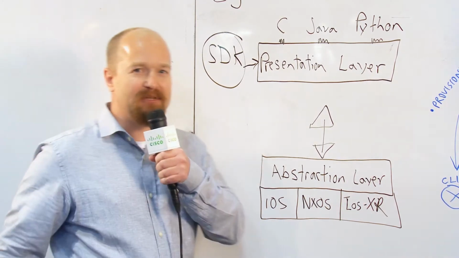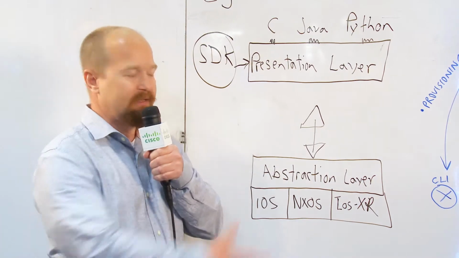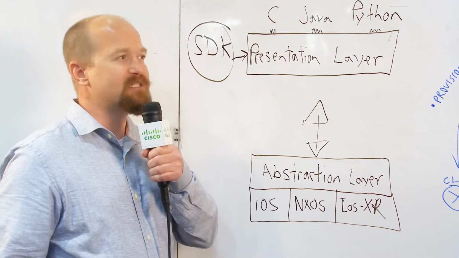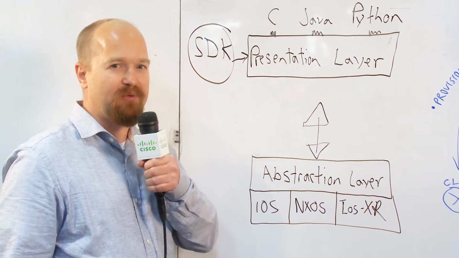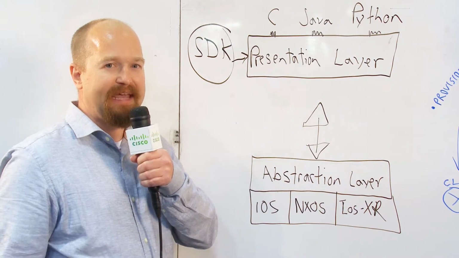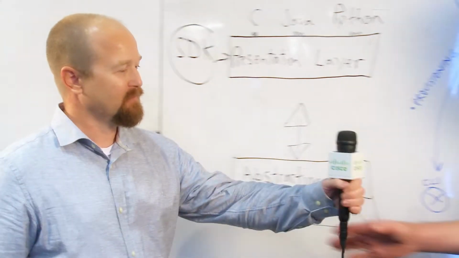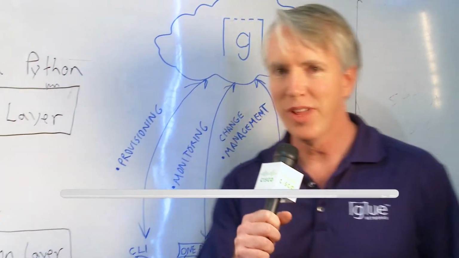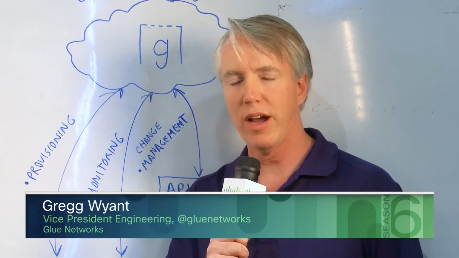So this isn't all just rainbows and unicorns. We actually have real partners using this technology. One such partner is Glue Networks, and I have Gregg here from Glue to talk about what they're doing with the APIs in their products. Fantastic. Thanks, Jason. So what I'm here to talk about today is how Glue Networks makes use, through our product Glueware, of the onePK capability that Jason just described to you.